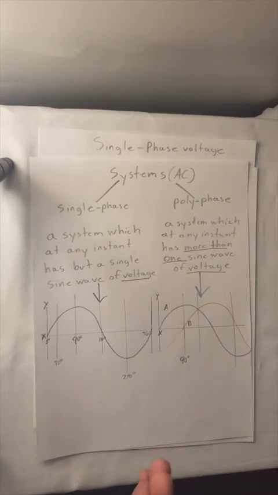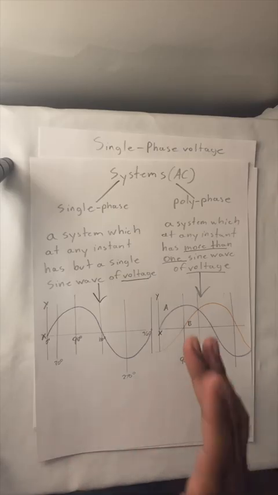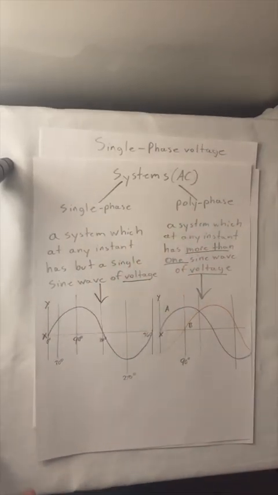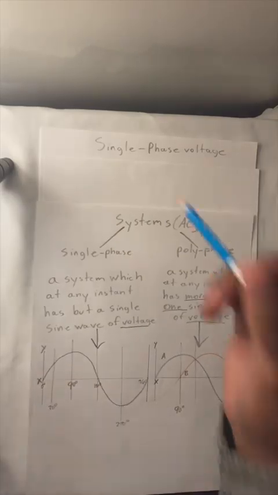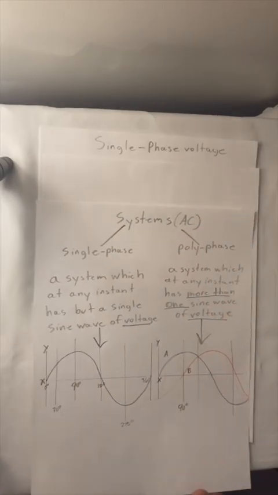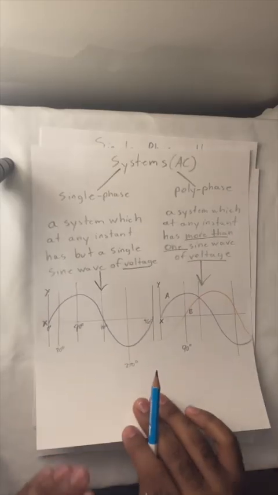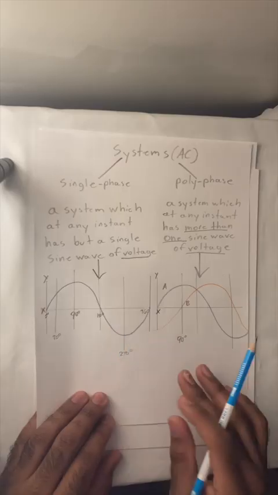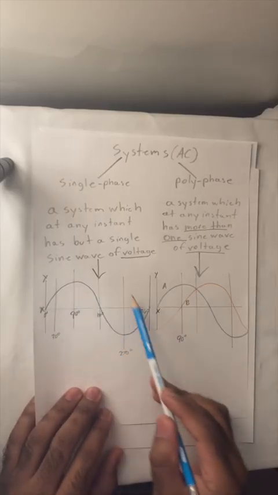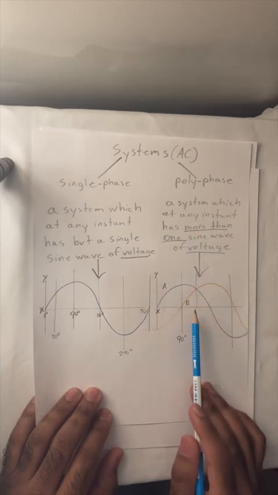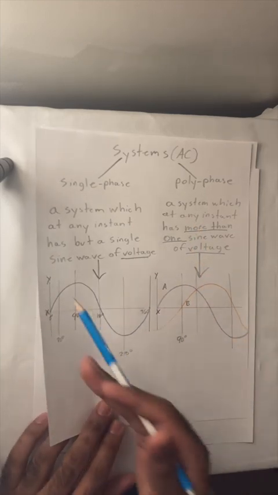Thus far, we have discussed that alternating current systems are divided into two types, single phase and polyphase. We will now move on to discuss what a single phase voltage is, in a little more detail than what was mentioned at this point here. As we mentioned previously, this is an example of a single phase, and this is an example of a polyphase system.